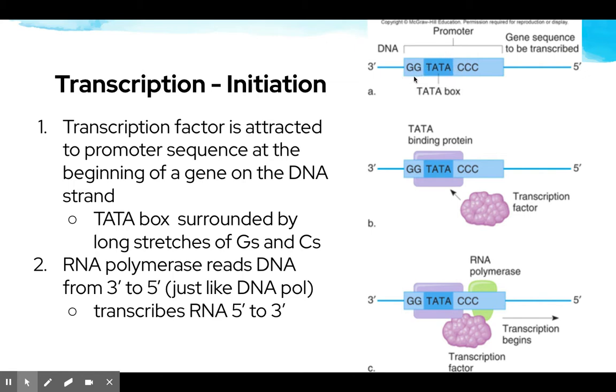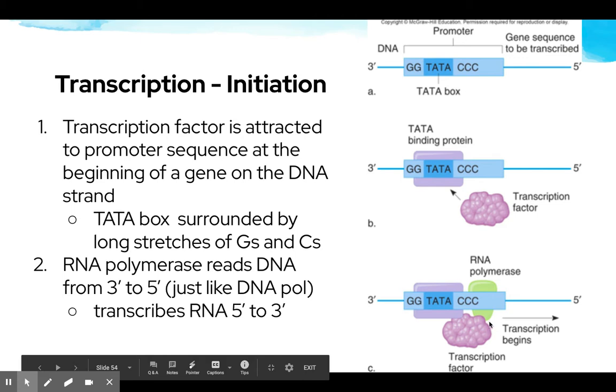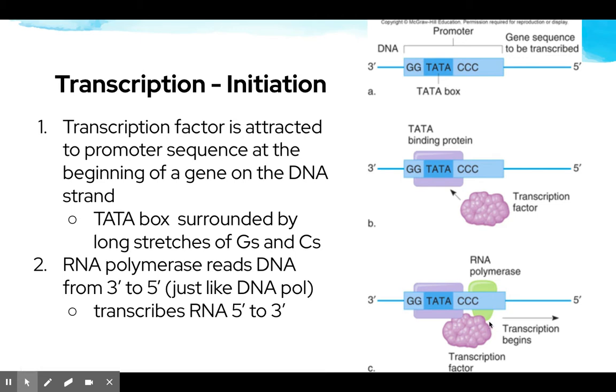You usually have a large number of these repetitive G's and C's, and then right in the middle you have what's sometimes called a TATA box. This is the signal that this is where a gene is about to start, or where a gene sequence is beginning. So we have a transcription factor that's going to bond to this promoter sequence right here. That transcription factor signals the RNA polymerase to begin transcribing the DNA. And it transcribes in the same direction that DNA polymerase does. It actually moves along the DNA strand from the 3 to 5 prime direction, and then it forms RNA from the 5 to 3.